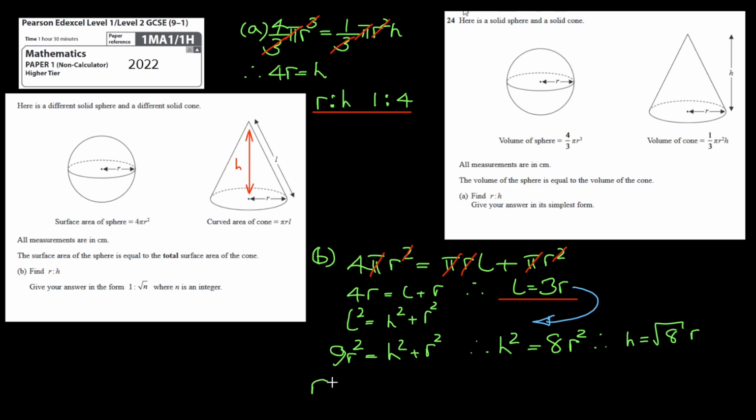We need r to h, and our result, writing it the other way round, is that root 8 r is equal to h. So when r is 1 and our ratio is 1 to something, what is h? Well, if r is 1, h is root 8. And that's the ratio the question wanted. And that will be your answer.